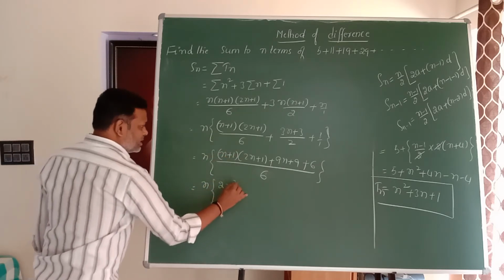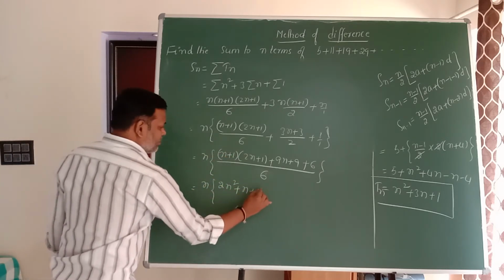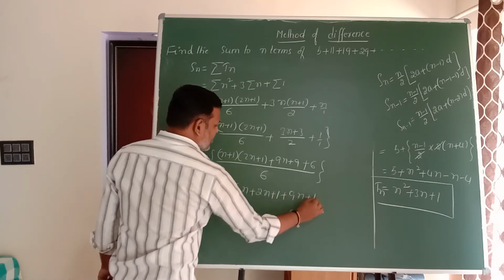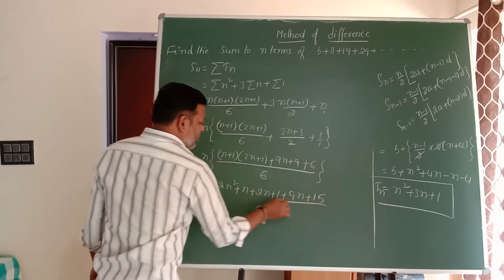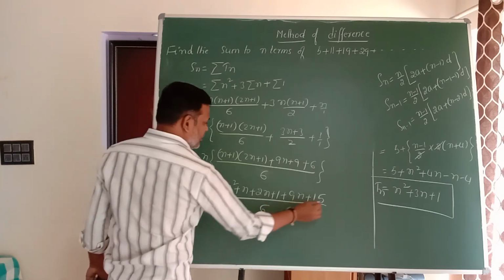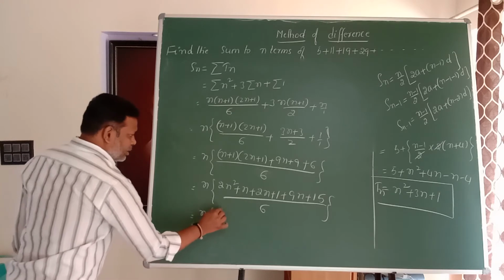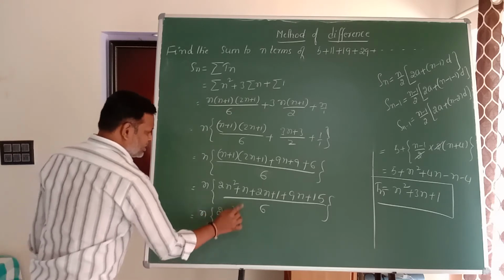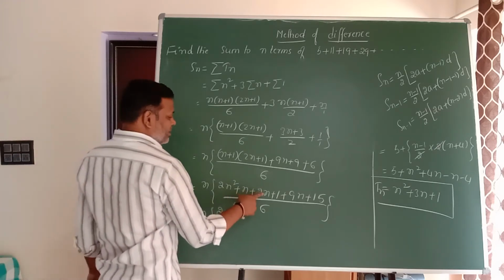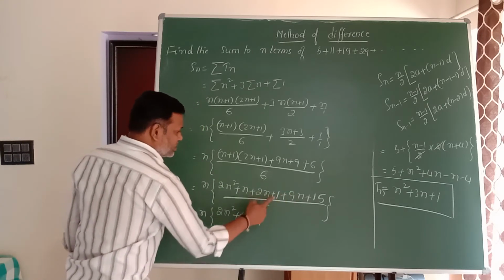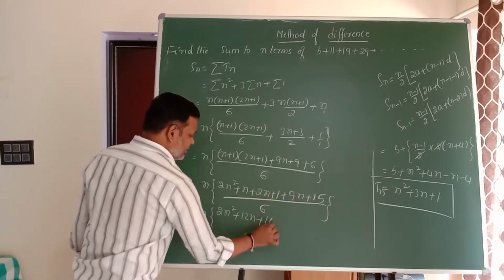This becomes 2n square plus n plus 2n plus 1 plus 9n plus 9 plus 6, that is 15, whole divided by 6. Now just simplify this. This becomes n into 2n square plus n plus 2n is 3n. 3n plus 9n is 12n. 12n plus 1 plus 15 is 16.